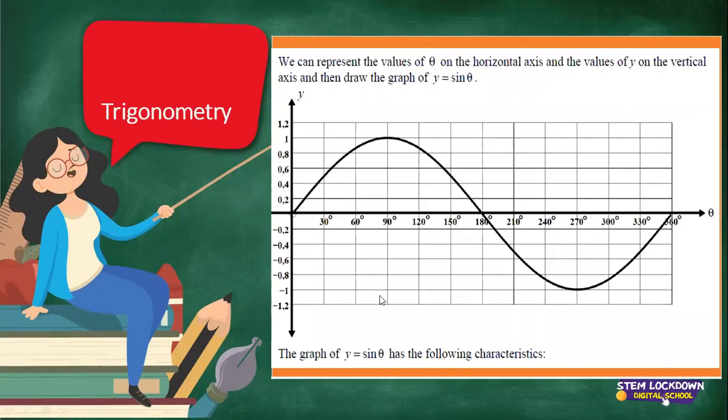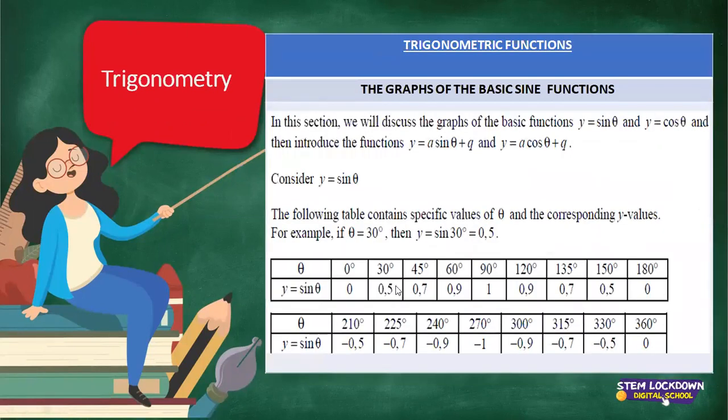When theta was 30, y was what? 0.5. When theta was what? 45, y was 0.7. And when theta was 60, y was what? 0.9. And when theta was what? 90, y was 1. So it keeps increasing in that manner from 0 to half, from half to 0.7, from 0.7 to 0.9, from 0.9 to 1.